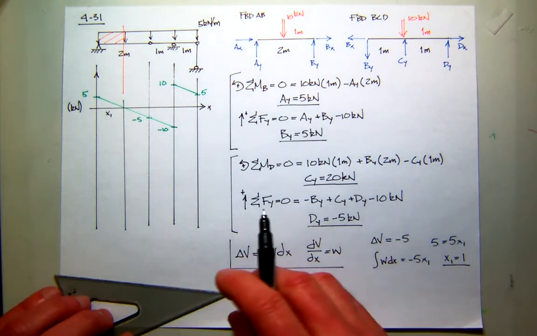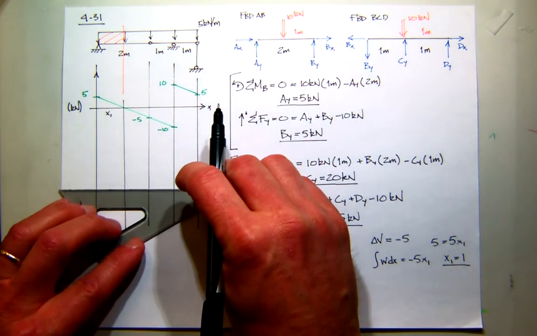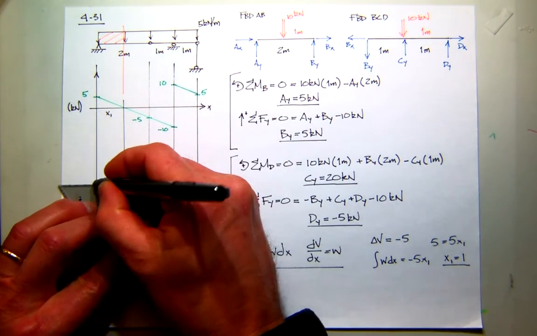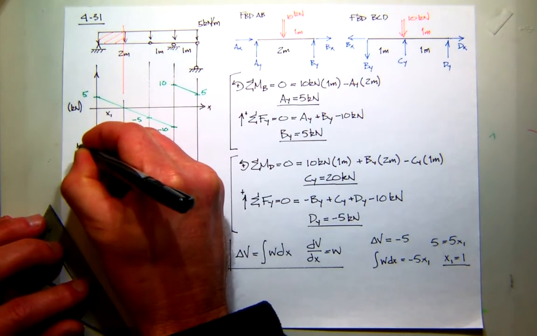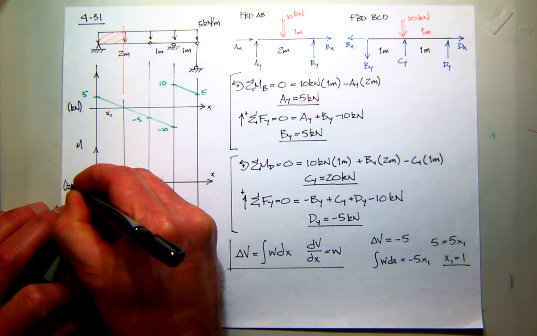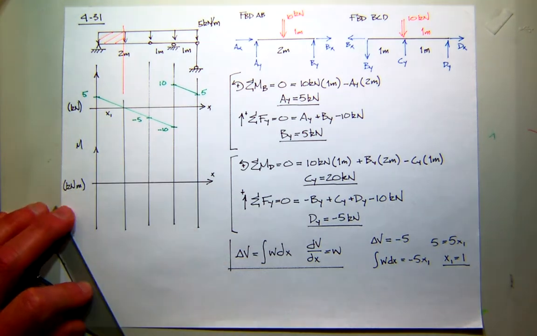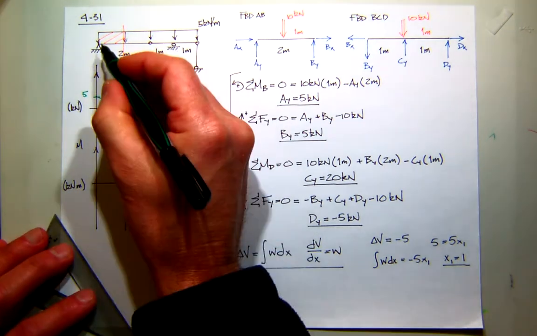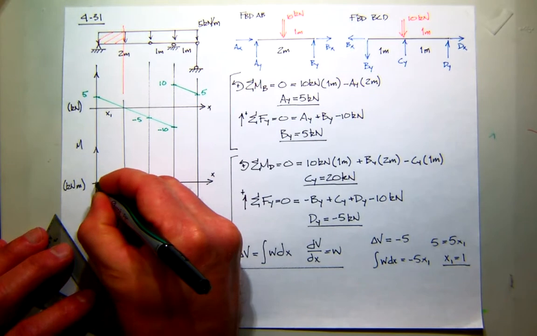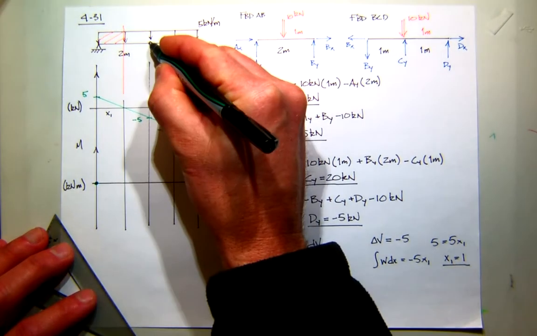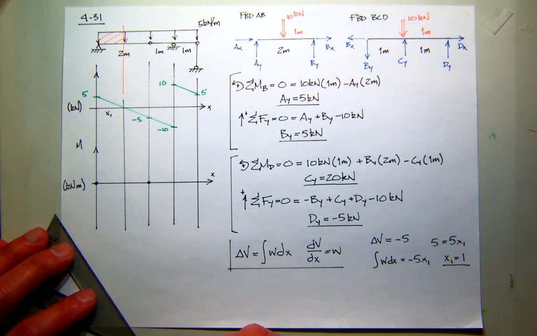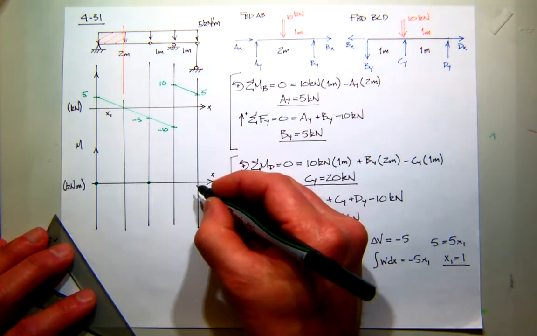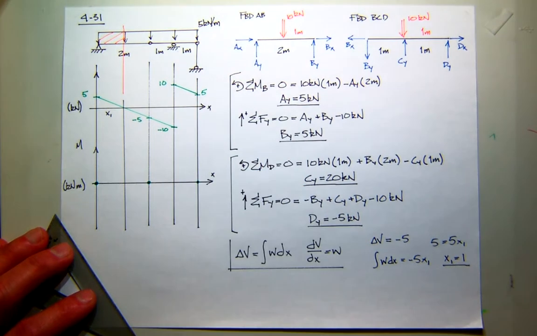All right, so let's do the moment diagram now. So I'll put my positive x in moment, and these will have units of kilonewton meters. Now, there's some things that we do know. We know the moment here should be 0. We know the moment here should be 0. What else? I guess the moment here should be 0.